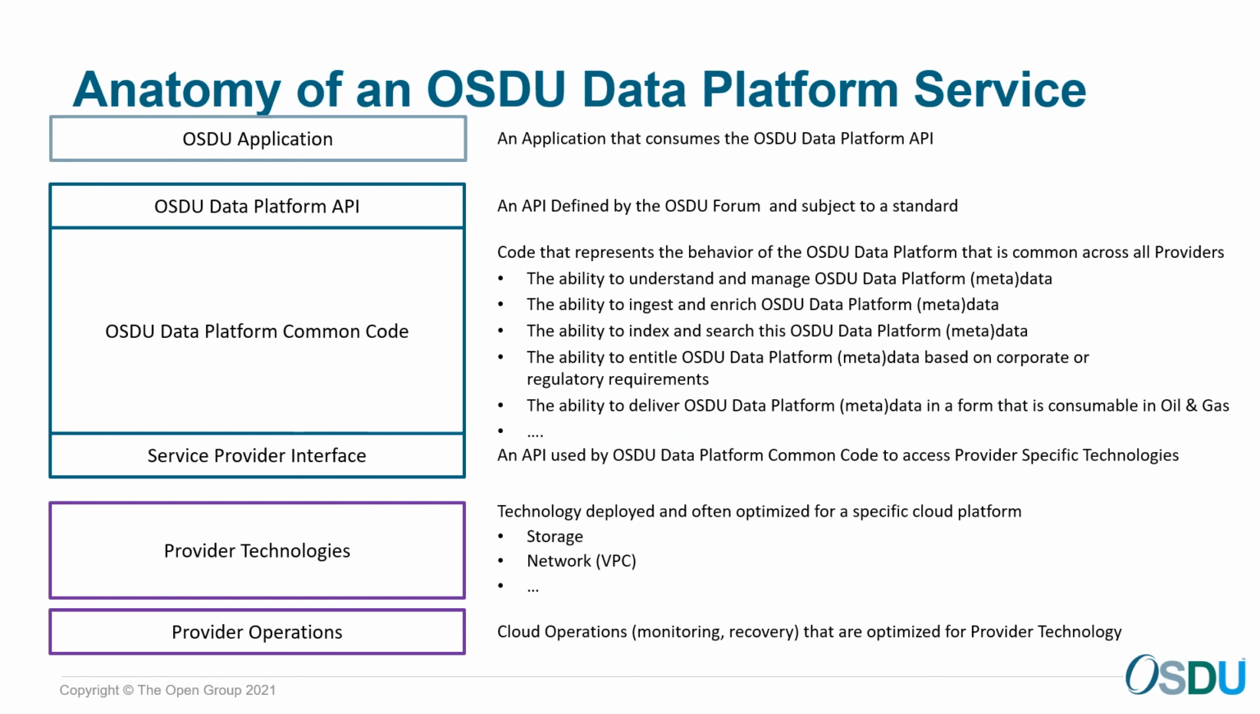Microservices in the OSDU Data Platform are built using the depicted design pattern. The services are based on common code that represents the functional behavior of the data platform that is identical across all cloud providers. The services define and expose a northbound API for use by applications. These APIs ensure consistency in how services are exposed to applications to decouple the applications from service implementation and evolution.